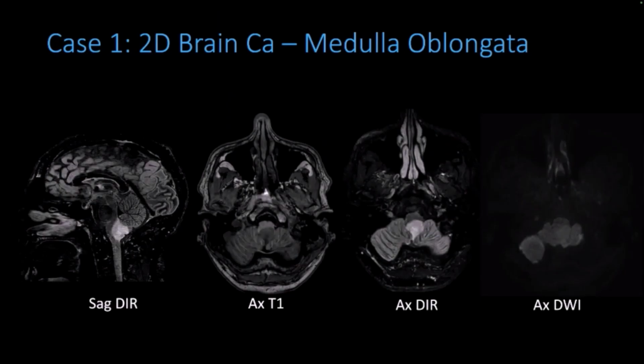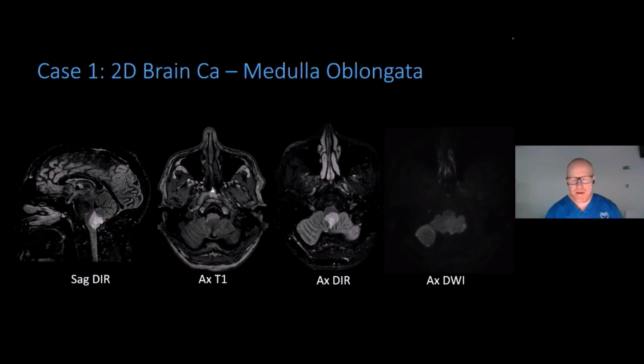We're now going to start with some case studies. You can see in this case here, we have a brain cancer in the medulla oblongata. We have the FLAIR, dual inversion recovery, T1 and axial DWI. Of interest here, you can see it's quite bright on the FLAIR, but there's no restricted diffusion in the DWI.